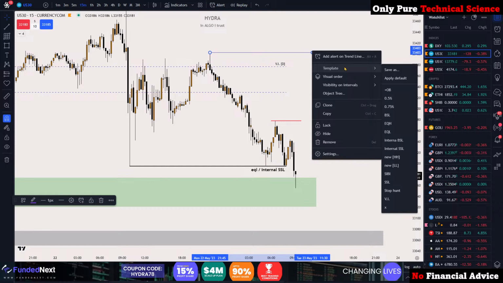Can anyone tell me in chat why I'm saying it's internal buy side liquidity? Why I'm using that word internal? Do you guys know? If you know, let me know in the chat.